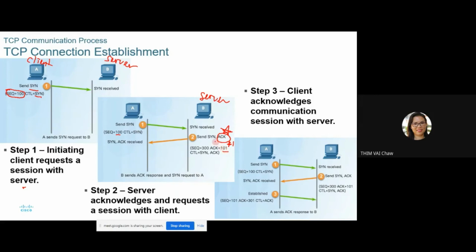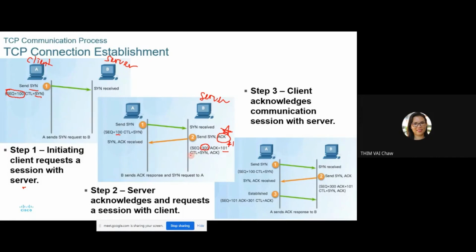At the same time, the server agrees to establish the connection with the client. That's why this server also will have a sequence number, 300 in this example. This is the server sequence number. Both of the devices have their own sequence number to keep track of the data.